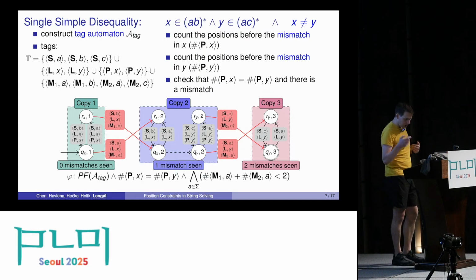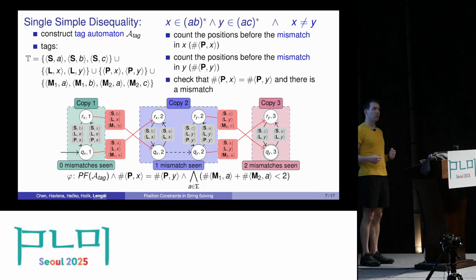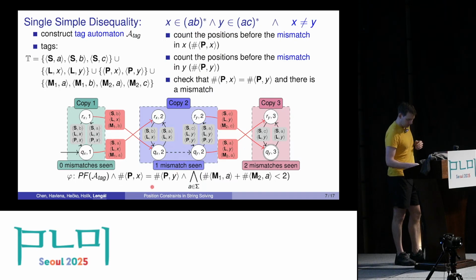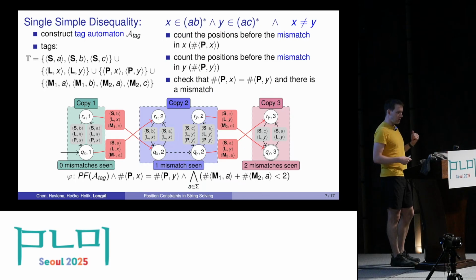So if I look at the final constructed automata, for the constraint to be satisfied it needs to hold that these numbers are the same, and also that there is really a mismatch. We need to check that the disequality really holds, so there is some position such that the symbols are not equal. So we need to check that the number of occurrences of this mismatch with some symbol A is less than 2, so that the mismatch cannot be over the same symbol.